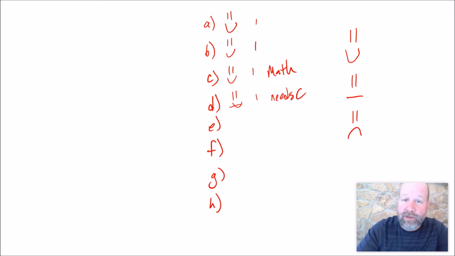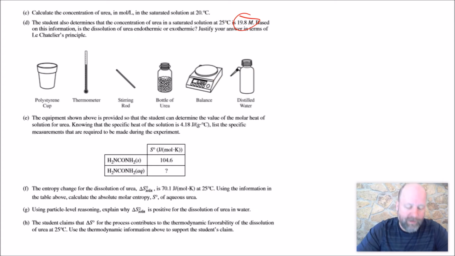So you have to do C before D, and you need to know that when you're looking at this. The equipment shown above is provided so the student can determine the value of a molar heat of a solution of urea, knowing that the specific heat of the solution is that. List the specific measurements. Since it's got specific heat, this is Q equals Cm delta T. List the specific measurements that are required. So we're not actually doing math on this one. We're just listing the measurements that we're going to need to do this.